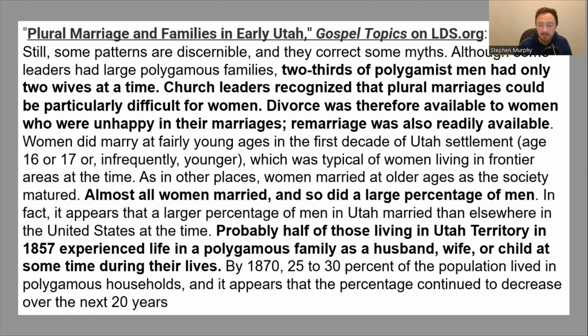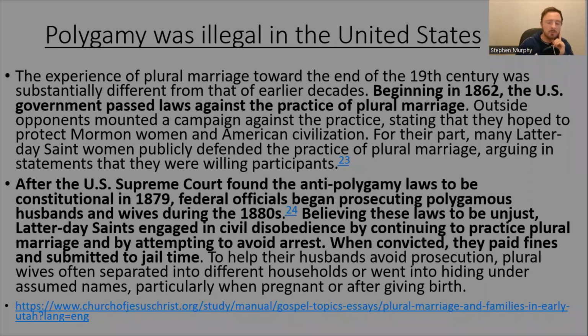Probably half of those living in Utah Territory in 1857 experienced life in a polygamous family as a husband, wife, or child at some time during their lives. So there were a lot of polygamous relationships happening. Most of the women were engaged in polygamy. But was polygamy illegal in the United States?